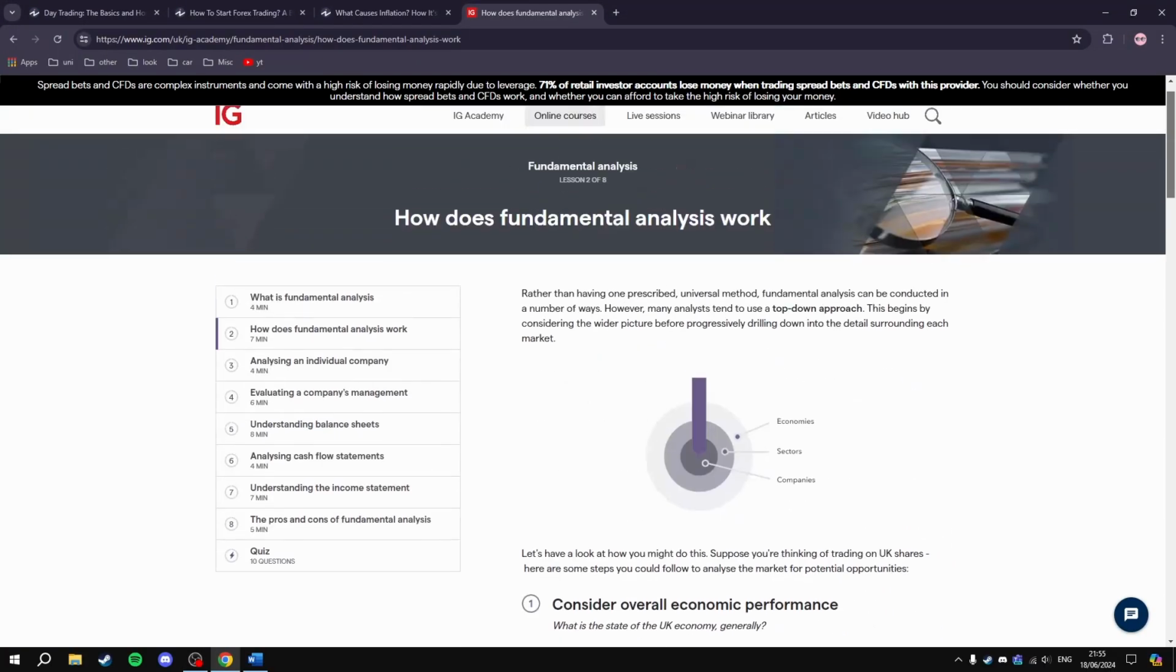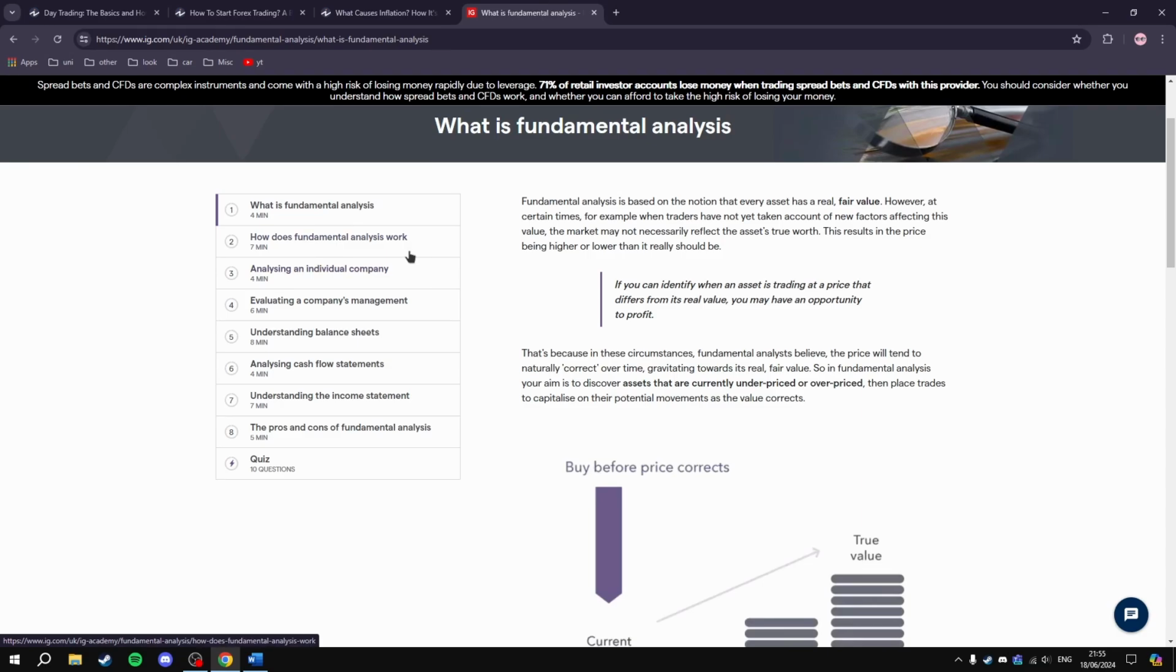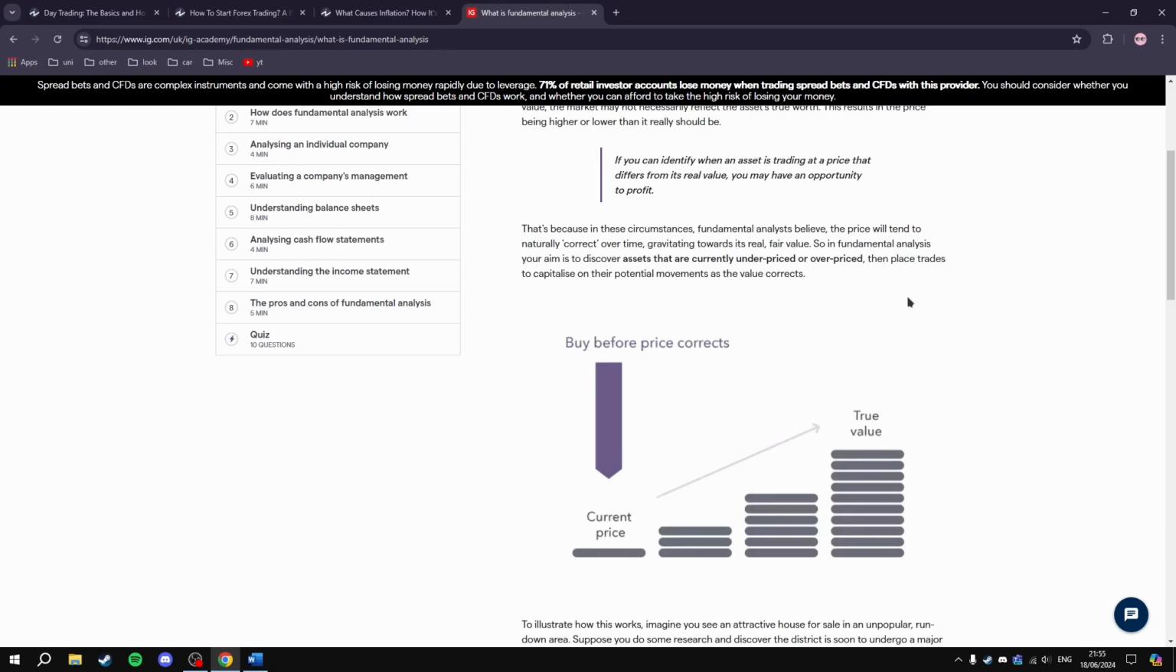So in the last episode we were going through what is fundamental analysis. Fundamental analysis is based on the notion that every asset has a real fair value. However, at certain times the market may not necessarily reflect the asset's true value. So this results in the price being either higher or lower than it really should be. Fundamental analysts then believe that the price will tend to naturally correct over time, gravitating towards its real fair value. So in fundamental analysis, your aim as a trader is to discover assets that are currently underpriced or overpriced, then place trades to capitalize on their potential movements as their value corrects.